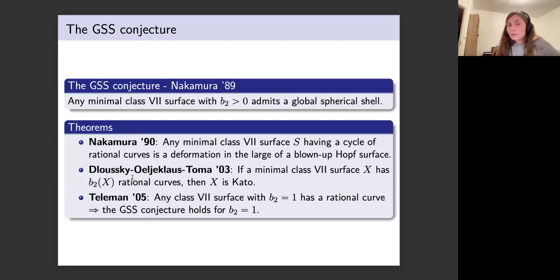Then later, Dloussky, Oeljeklaus and Toma showed that if a class 7 surface has b2 rational curves, then X is Kato. So then the question was to show that the class 7 surface has indeed b2 rational curves. And this is so far achieved for b2 equal to 1. Teleman showed in 2005 that when b2 equals 1, any class 7 surface has a rational curve. So using this result, we know this conjecture for b2 equal to 1. In fact, Teleman also showed for b2 equal to 2 that there is a rational curve, but he did not show that there are two. So even for b2 equal to 2, this is still open.